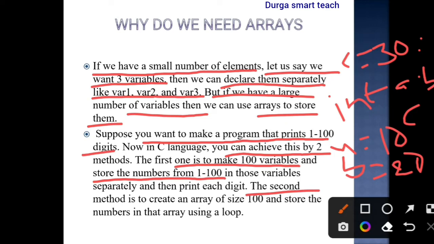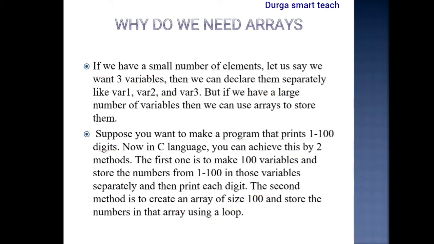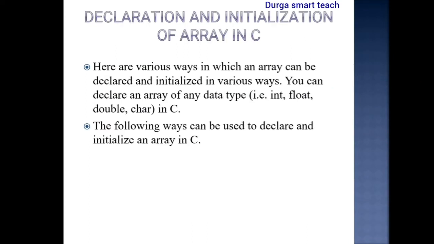And the second method is to create an array with a size of 100, and store the numbers in that array using a loop. We already know the while loop, do while loop and for loop. You can use those loops to store the array elements. So this is a very easy process compared with the first one.